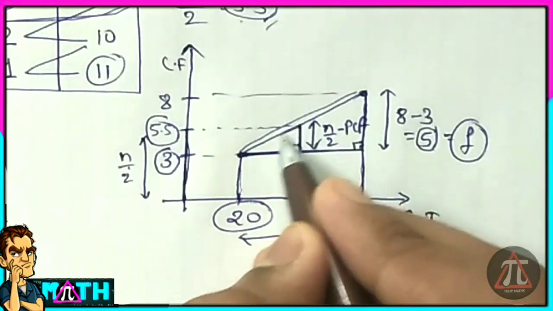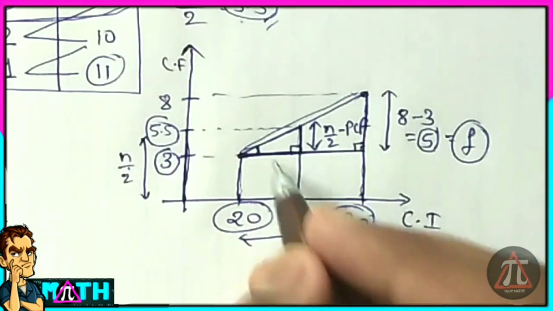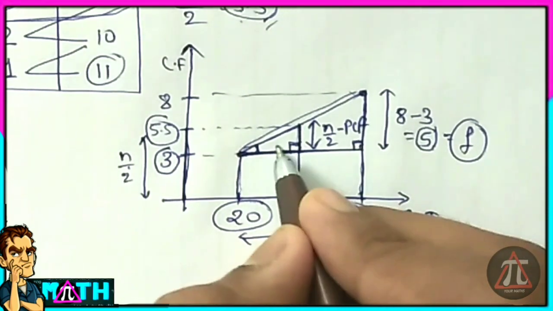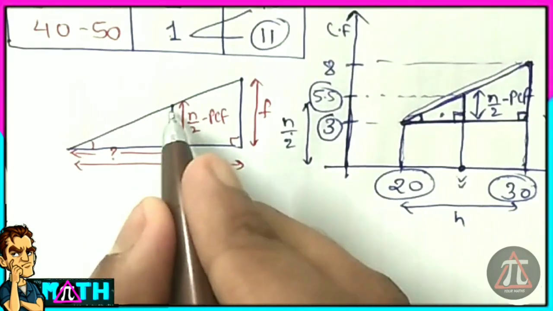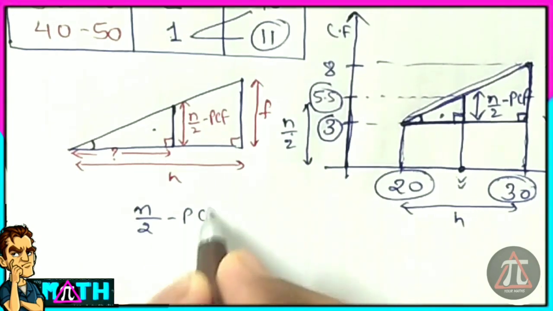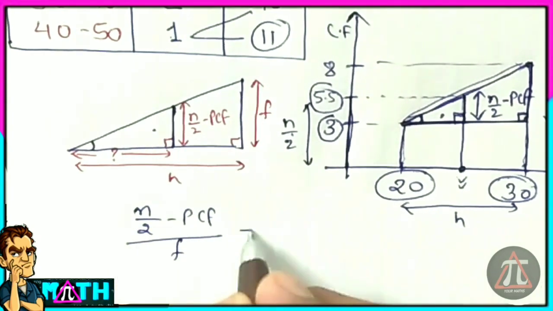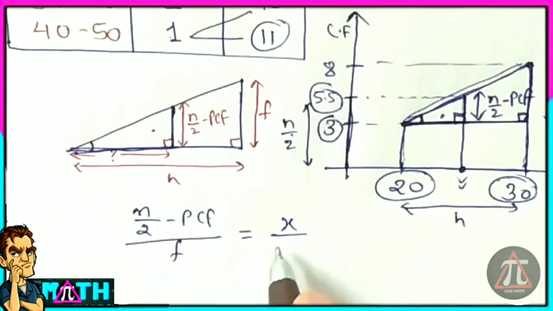Now you can see that this angle is common in the smaller and bigger triangle, and there is a 90 degree angle as well. So from the angle criteria, both the triangles, bigger and smaller one, are similar. Now if both the triangles are similar, then the corresponding side of the common angle of the smaller triangle is n by 2 minus PCF, and of the bigger one is f, equals x upon h.